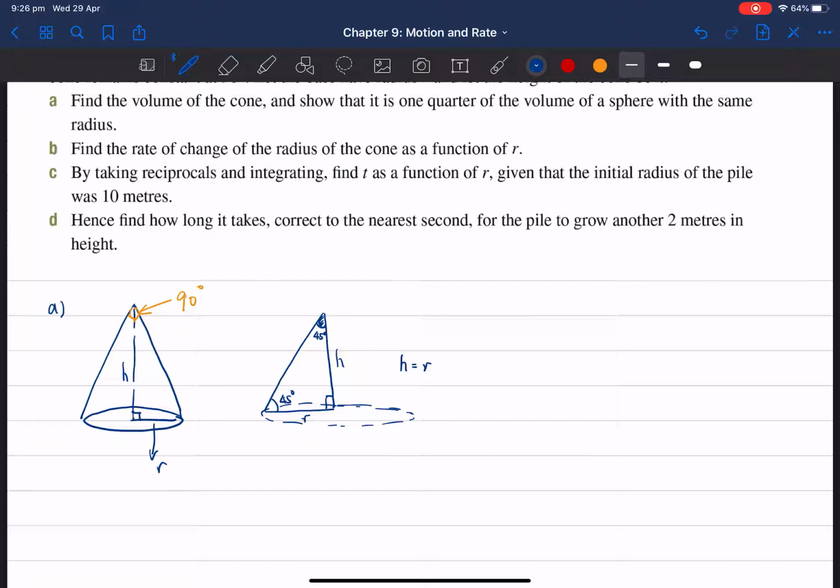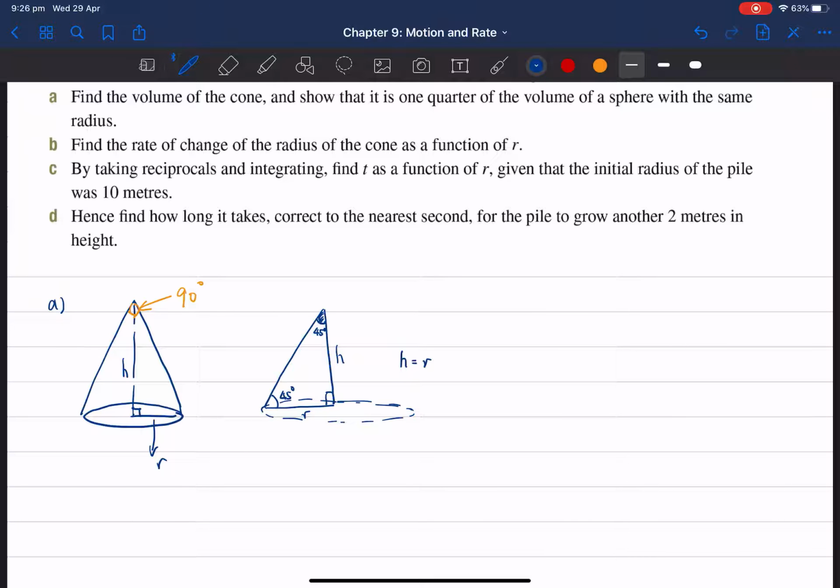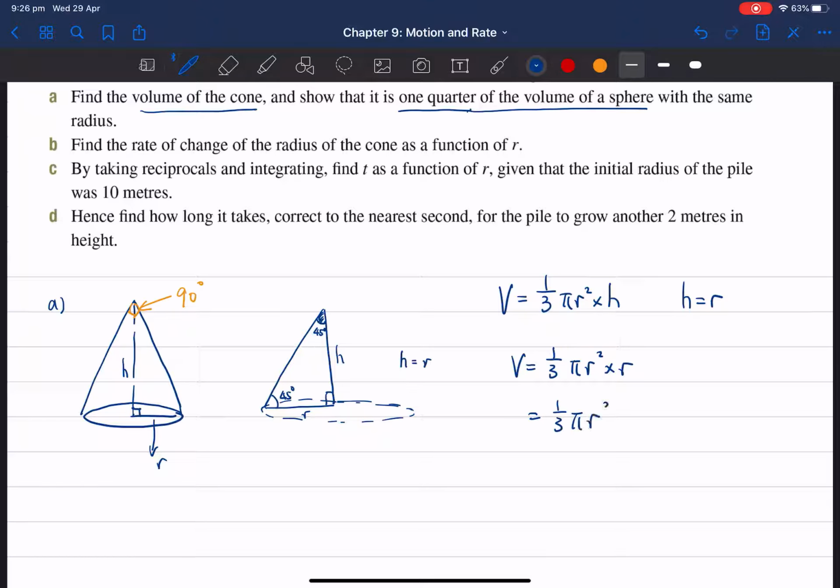Let's see what this question asks us to do one more time: 1/4 of the volume of the sphere. So we're going to find the volume of the cone first. The volume of the cone is 1/3 pi r squared, which is the base area, times the height. But because the height and the radius are equal, h is equal to r, so we can replace h by r. So V equals 1/3 pi r squared times r, which is 1/3 pi r cubed. And that is the volume of the cone.